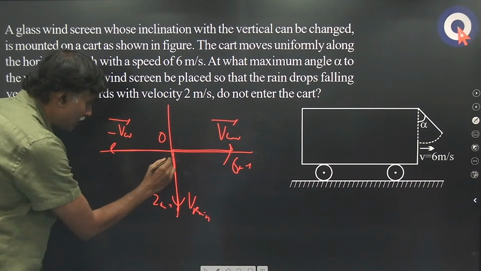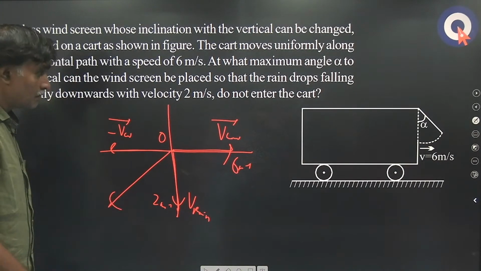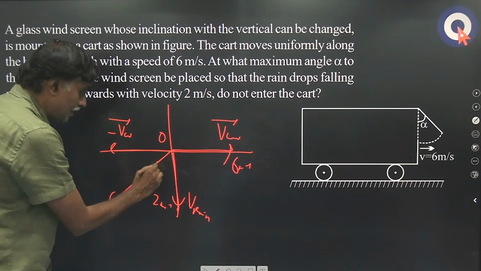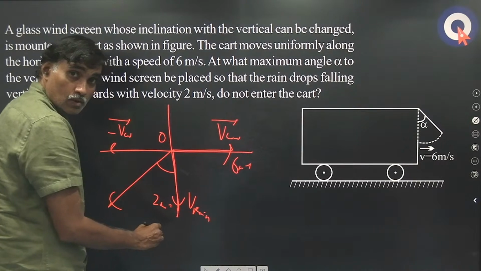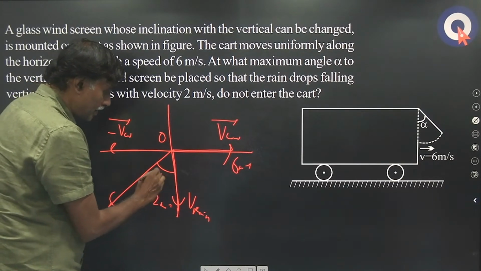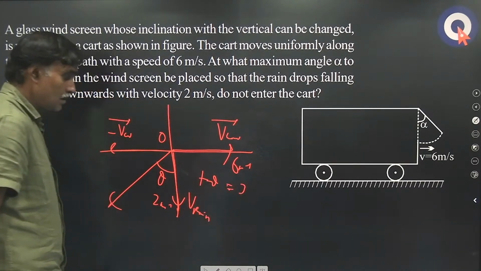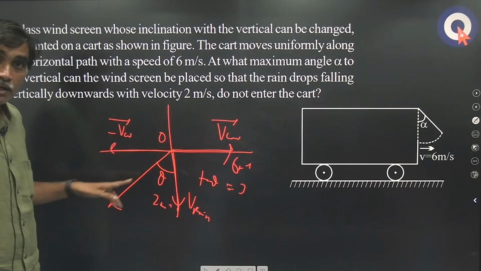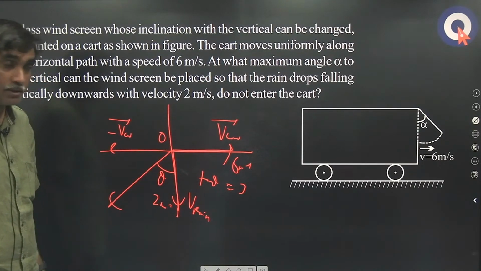So the resultant will be somewhat like this. Making how much angle with vertical? Tan alpha equal to 6 by 2. If this is theta, let us say, tan theta equal to 6 by 2, that is 3. So raindrops are falling in what direction? Making an angle of tan inverse 3 with the downward vertical. Okay.